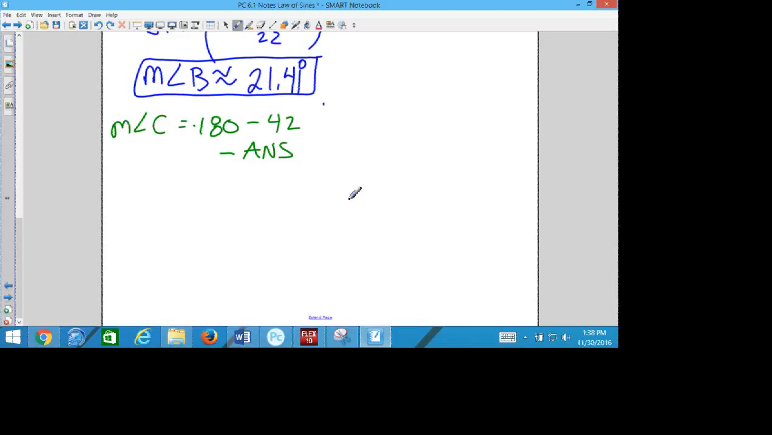Answer. Are you doing this on your calculator? You already know what I said. I'm trying to do both, but I guess.